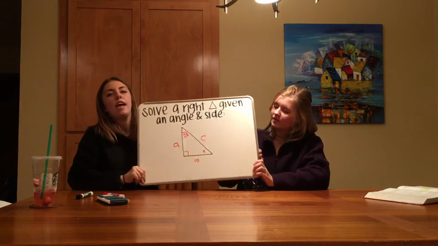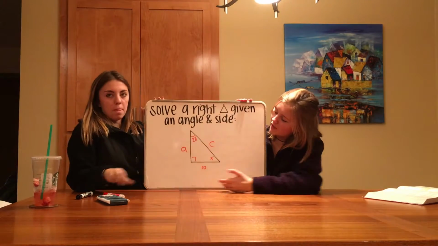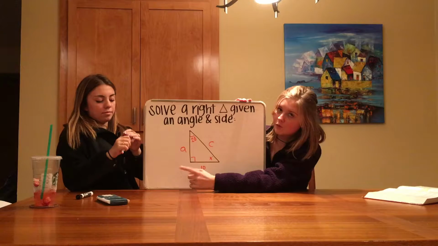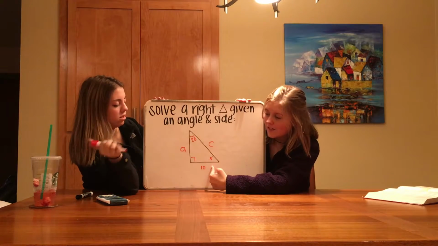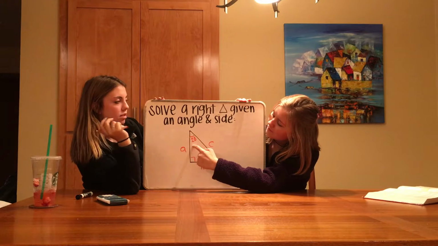So this one is solving a right triangle given one angle and one side. So we have drawn out for you the right triangle, and we've given one angle and one side. So our side is 10 and our angle is 28.